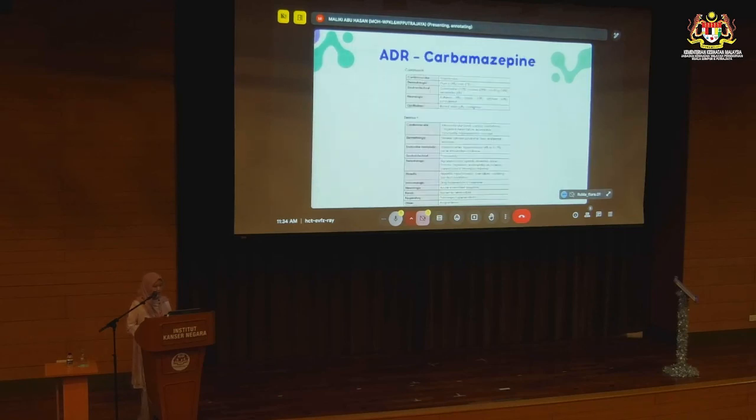This is the ADR for carbamazepine. I would just like to highlight that the most common ones are dizziness and drowsiness. Okay, and then you also have the life-threatening event which can happen if the patient has the genetic component for carbamazepine metabolism. That one is actually rash, which can induce cutaneous drug reactions, so your SJS, your TEN.